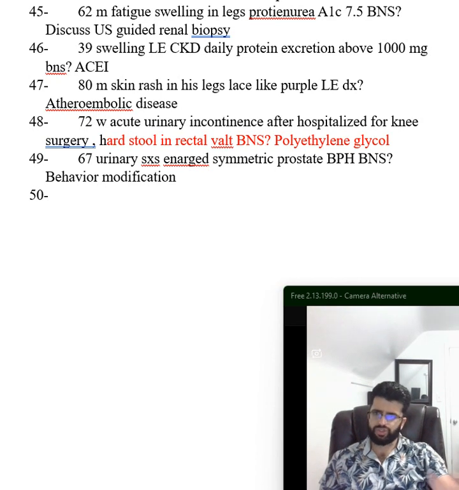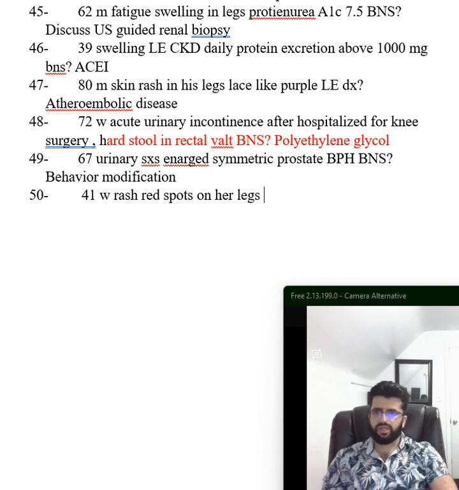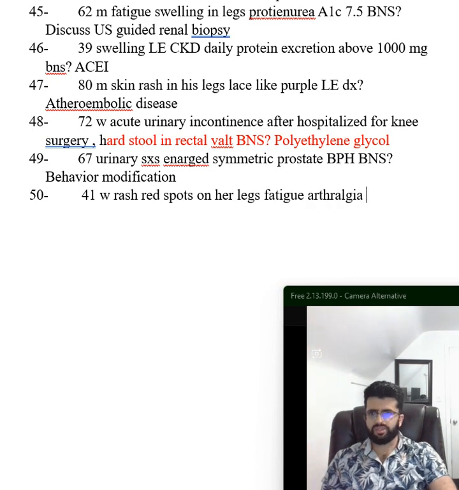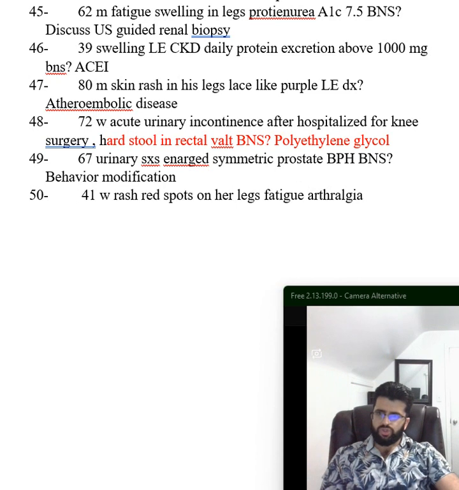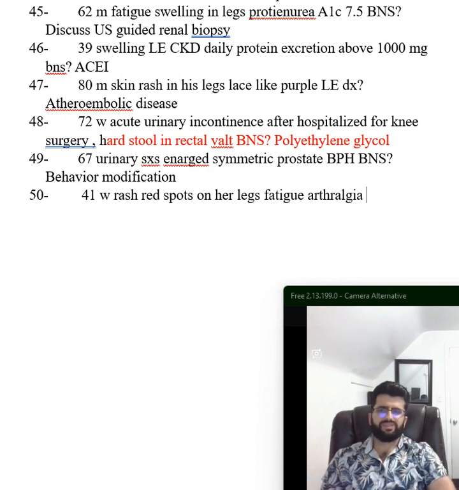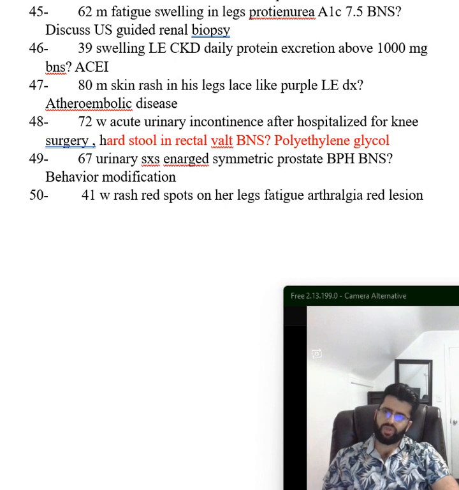So here is a tricky question. Let's say they give you a 41-year-old woman, came in because of rash, red spots on her legs, okay? There's also fatigue, arthralgia in hips and knees. So on exam you see some red lesions, like 1 by 0.5 centimeter, scattered on both lower extremities to mid calf, okay? So red lesions on the lower extremities.